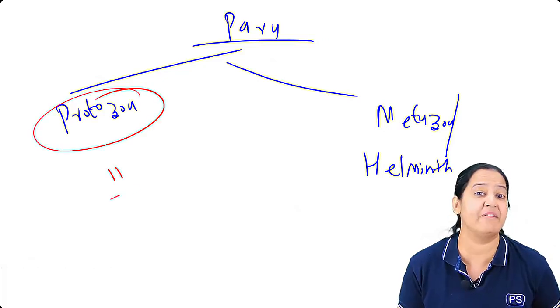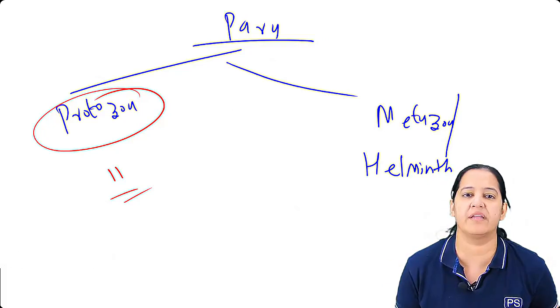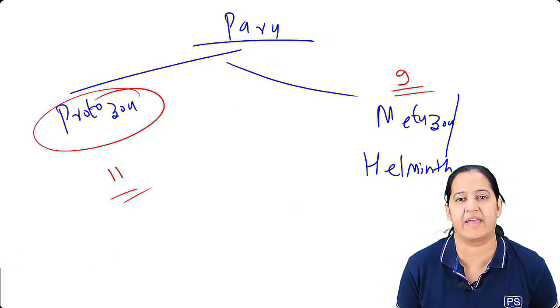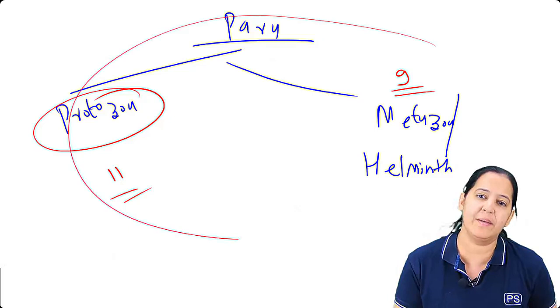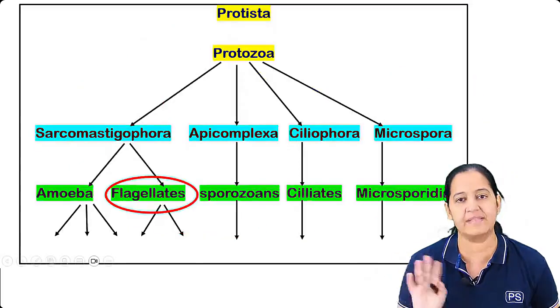We have to study 11 important parasites here. I guess 4 are done. Remaining we will continue, and we have to study 9 or 10 here, and 8 or 9 from the other part. So total 20 important parasites in your syllabus. It is nearly 50-50. So let's continue with protozoa.